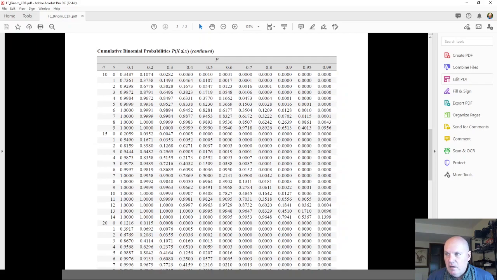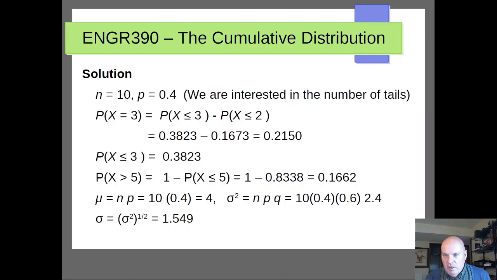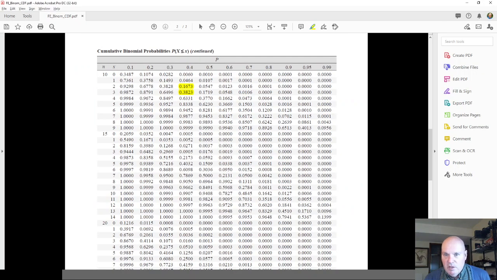I realize you can't see my mouse. Let's see if I can actually highlight this. Yeah, I think I can. So 0.4, x equal to 3 is right there. And then we're going to subtract from that the x less than or equal to 2, which is right there. So going back to the slide, you can see that's what we did, and the probability that x is equal to 3 is 0.2150. The probability x is less than or equal to 3 is given directly in our table. That's what these numbers represent.